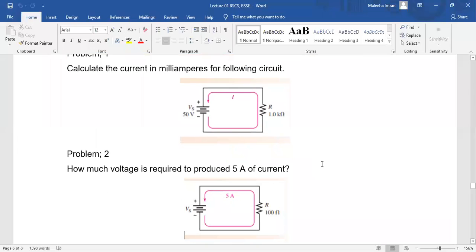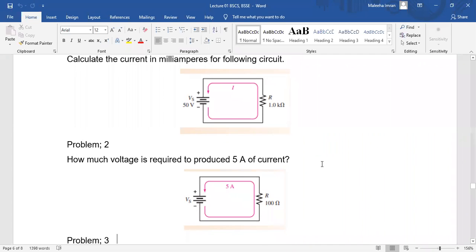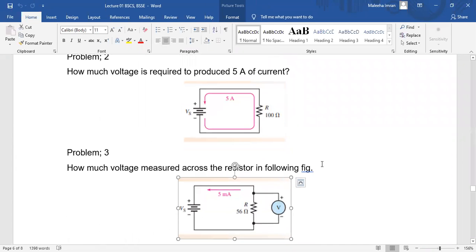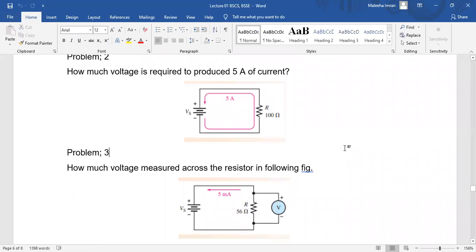The second one: how much voltage is required to produce 5 ampere of current? You have to tell how much voltage you need so that 5 ampere of current flows in this circuit. Here the resistance is 100 ohm and the current is 5 ampere. So you know that the formula is V is equal to IR. So you can find it.